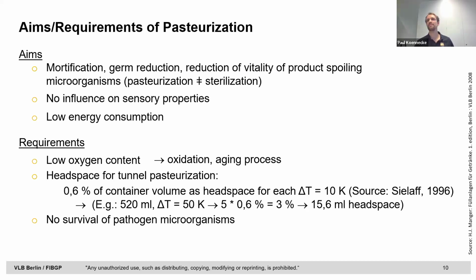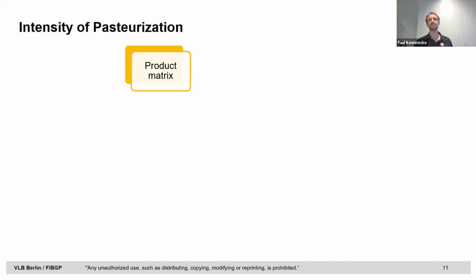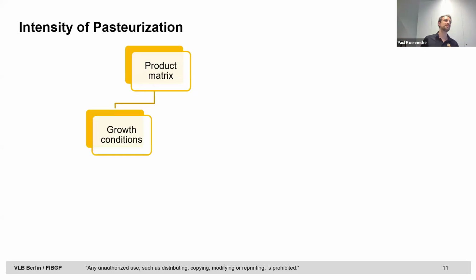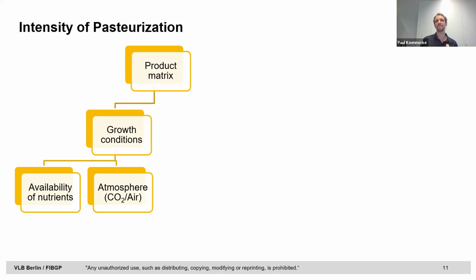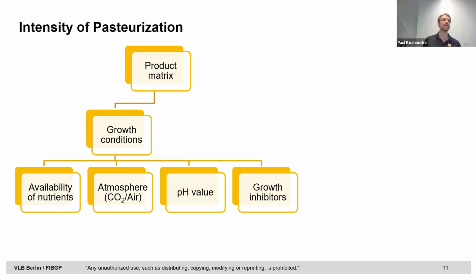So when we look at the intensity of our pasteurization, it is of course dependent on our product matrix. For example, when you have a wheat beer, German Hefeweizen, for example, the protein load in that is just way higher. And we recently learned that the amount of proteins in our medium can also increase the heat resistance of our microorganisms. So our product matrix basically defines our growth conditions, and those are defined through the availability of nutrients. What atmosphere do we have in there? Is there oxygen available? Is there no oxygen available? That's basically the question. What is the pH value of our beverage, of our medium? And are there growth inhibitors in there, for example, alcohol?